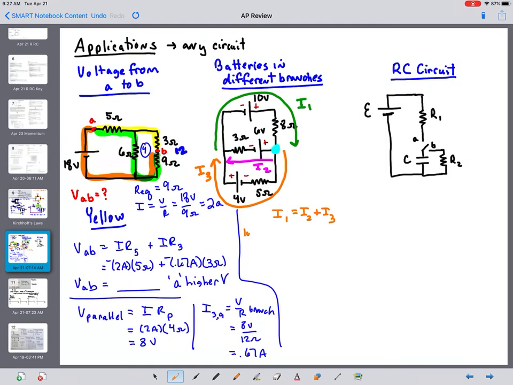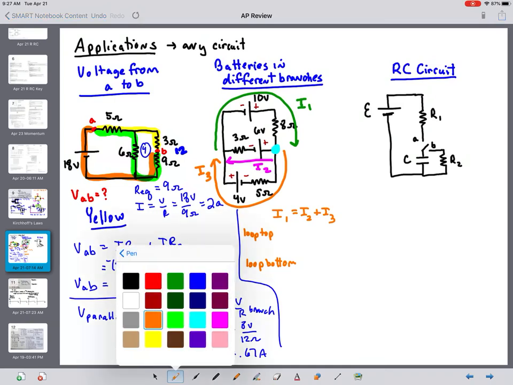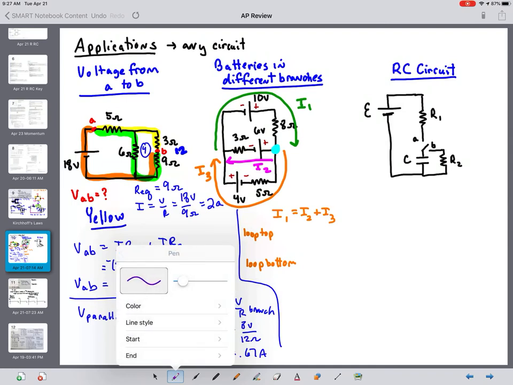We need two loop rule equations. We're going to go loop rule on the top loop and loop rule on the bottom loop. So where you start doesn't matter. What direction you go, clockwise or counterclockwise, doesn't matter. What does matter is once you've made those choices, making sure you have the correct signs. So I try to be consistent. I'm quickly using up all my favorite colors here.